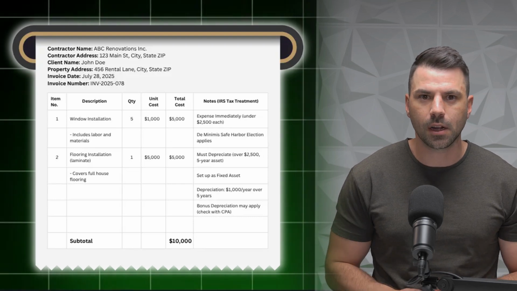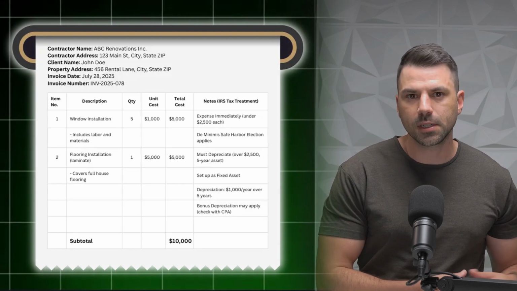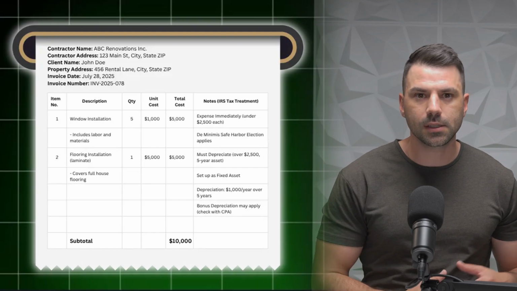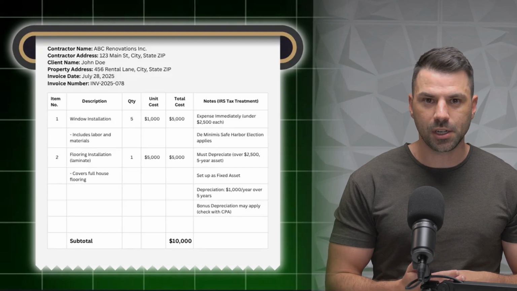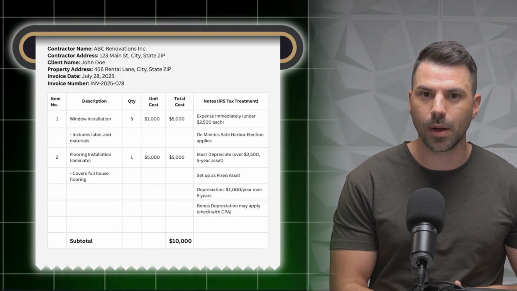Now we're looking at $5,000 of flooring. What can we do with that? Well, unfortunately, the flooring is over $2,500. It is a 5-year asset, so we need to set that up and look into it. And now we can get into depreciation, and then you can get into using the bonus depreciation on it.